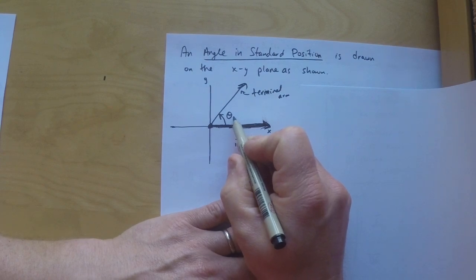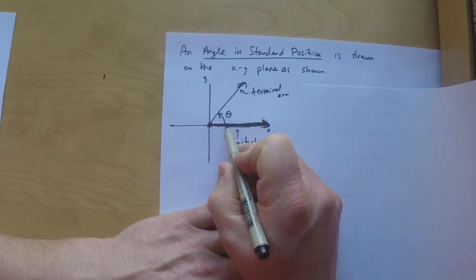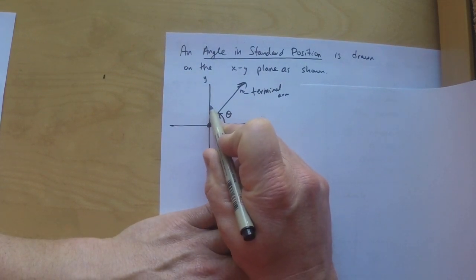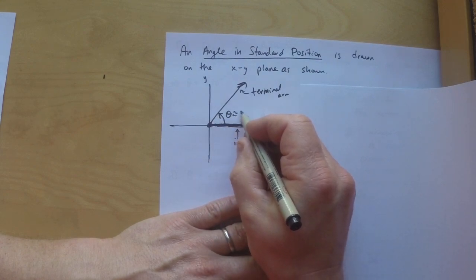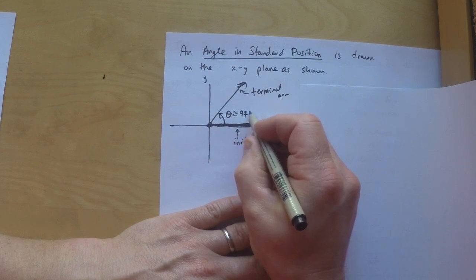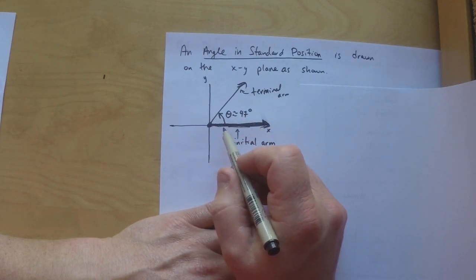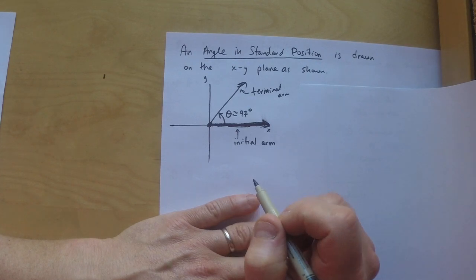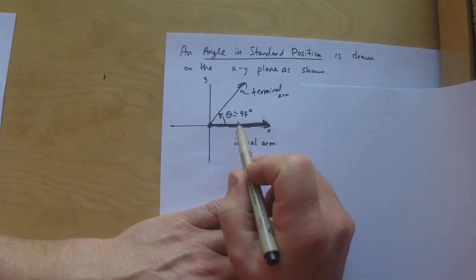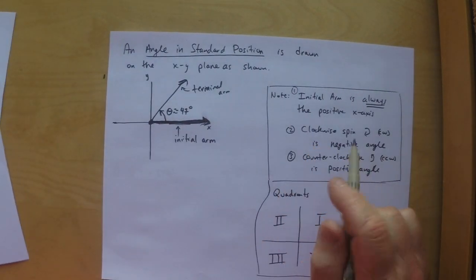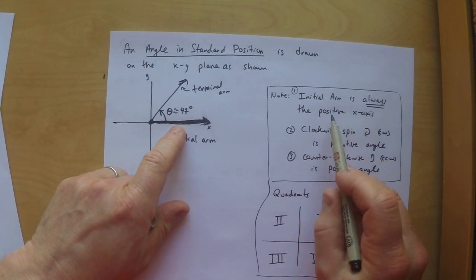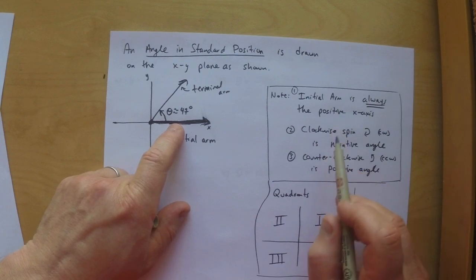And this angle here, for example, if I spun it from here up to there, that'd be 90. So this is somewhere between 0 and 90. I'm just going to estimate maybe it's like 47 degrees. I could grab a protractor and do it exactly, but we're just getting ballpark. So that would be the definition of an angle in standard position. A few things to take note of: the initial arm is always the positive x-axis.